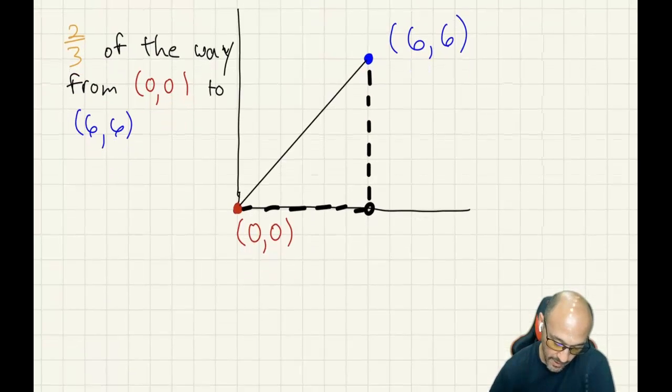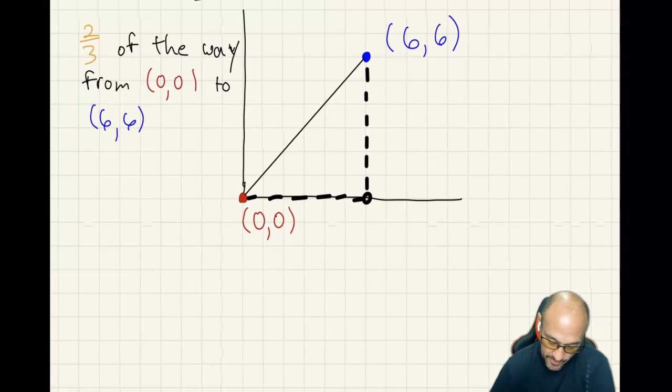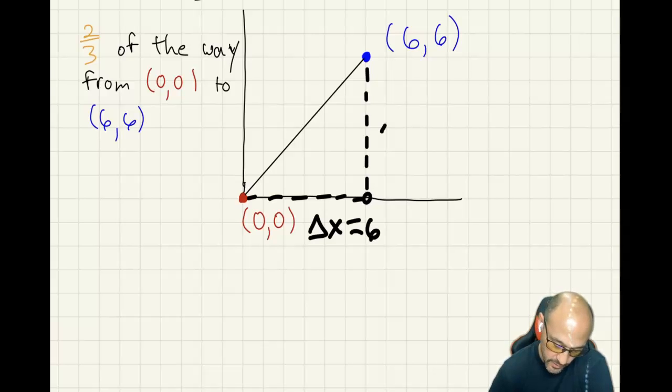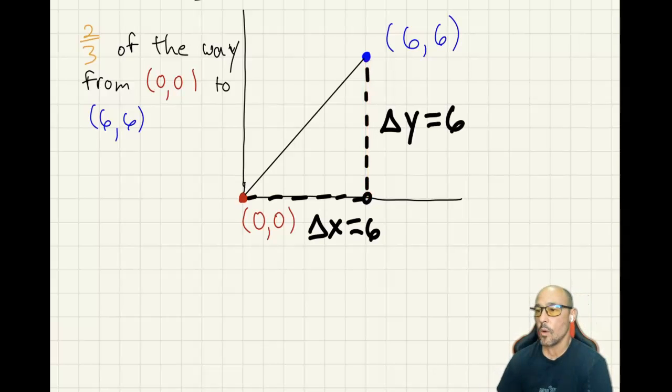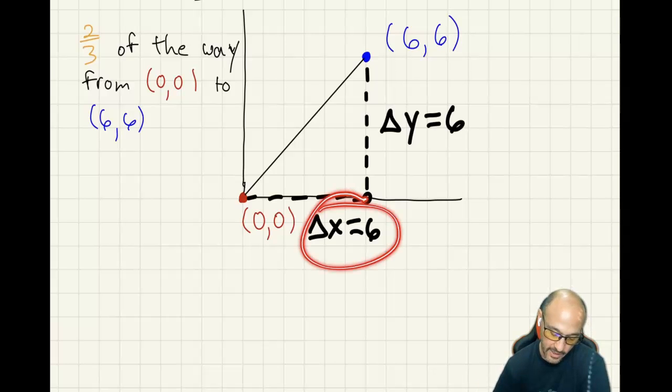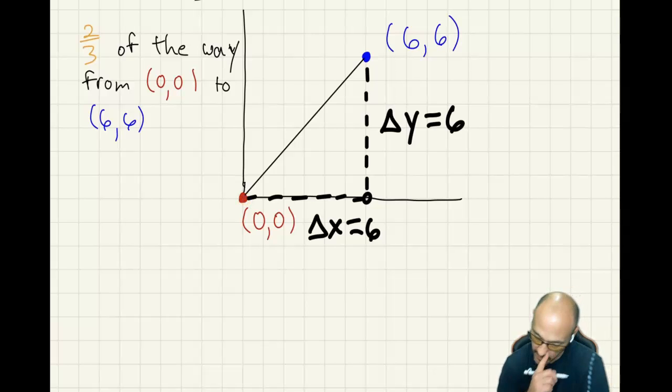So what I need to find is the distance, this distance right here. And that distance is 6. So we can call that delta x. And this one, the delta y, this distance is also 6. And so what we're doing is 2/3 of 6, and then we're going to add that to 0 here.